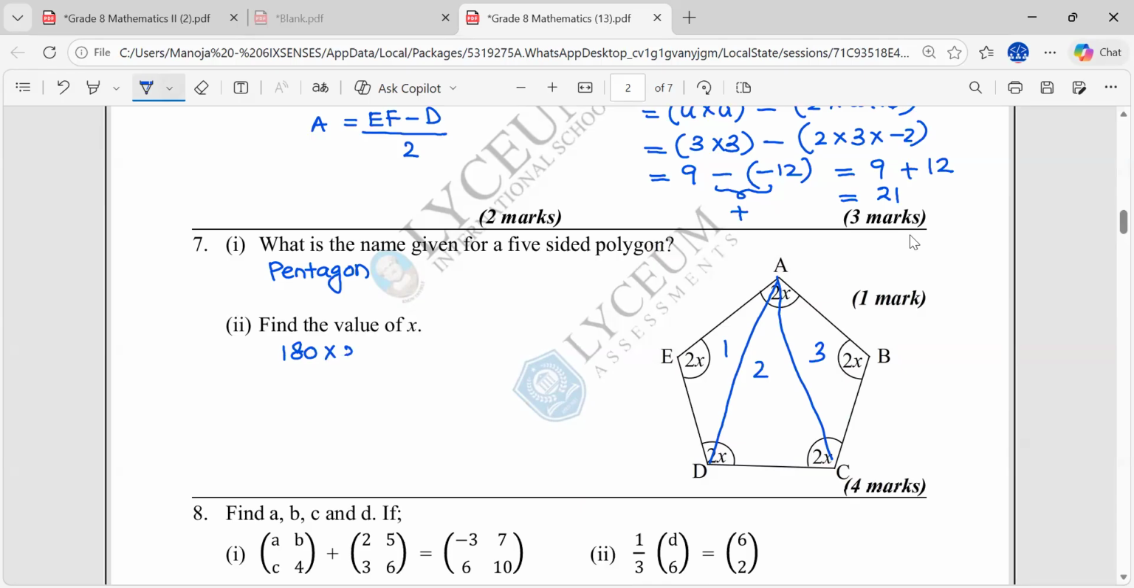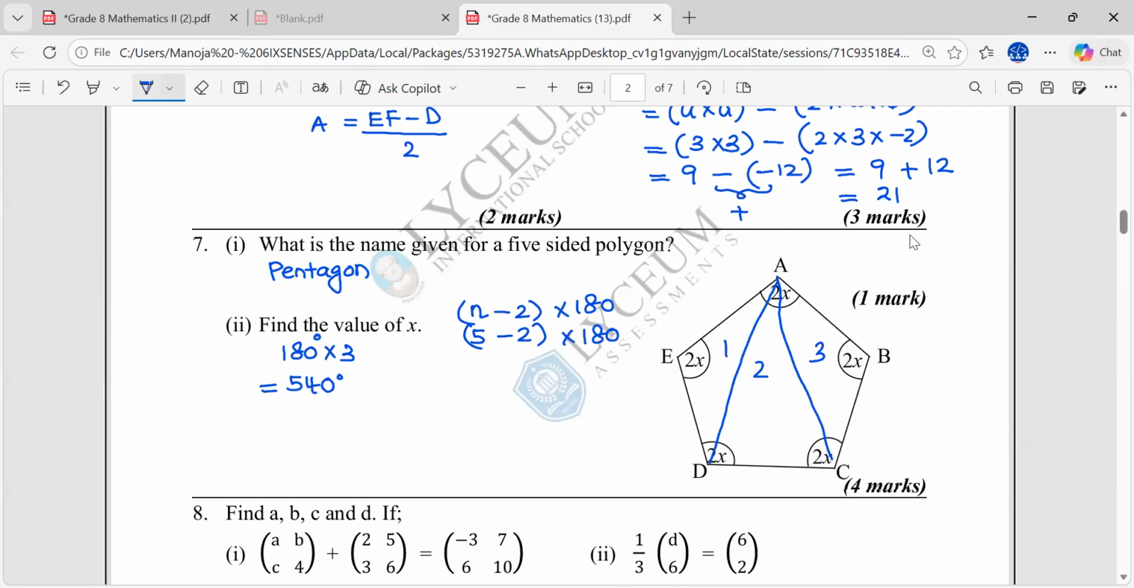180 multiplied by 3. But actually, how are we going to get the sum of the interior angles, children? (n minus 2) multiplied by 180. n here is the number of sides, no, children? The number of sides is 5, and 5 minus 2 is 3. So then 3 multiplied by 180 gives me 540 degrees.